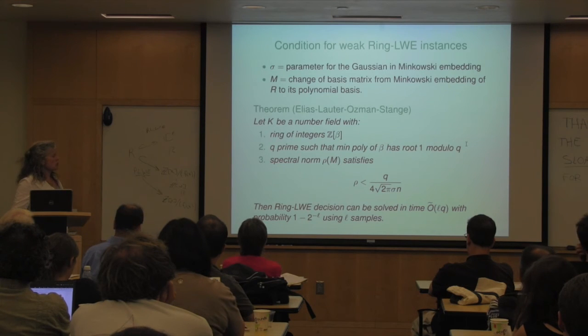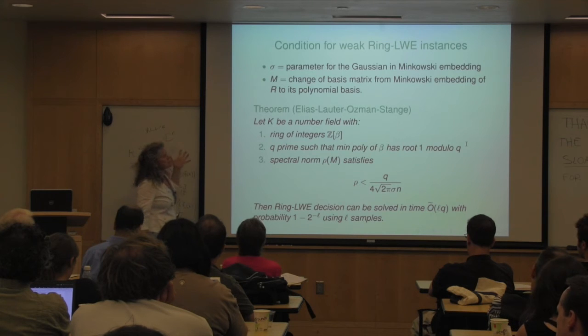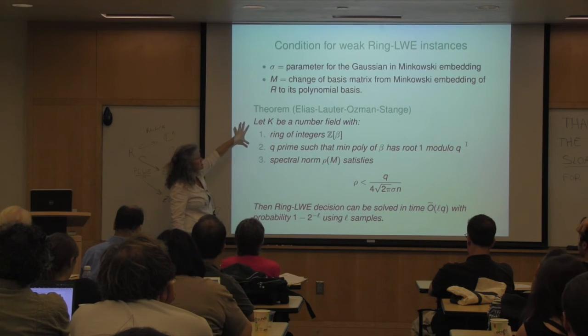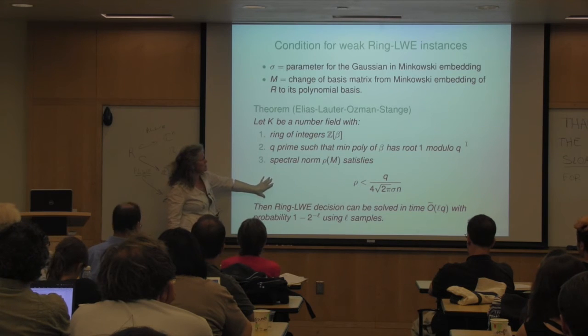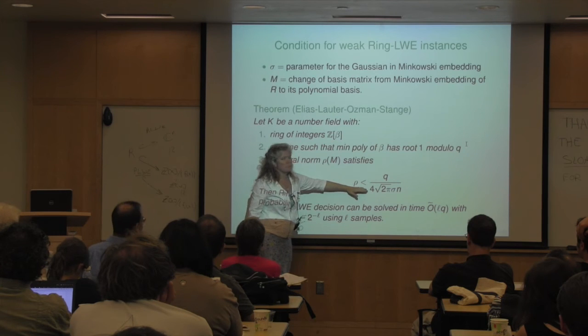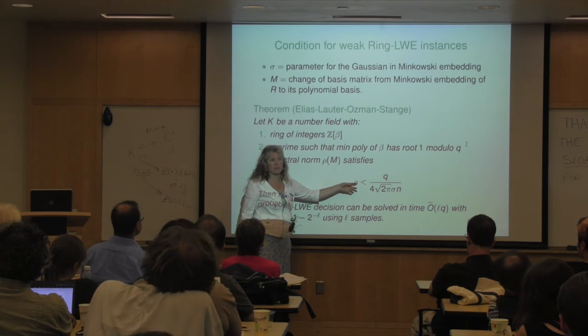So the construction of the number fields or number rings which are weak instances of RLWE. Basically, I've already said this, but here's the theorem: it's enough to have a number ring that satisfies these properties where the spectral norm satisfies this. Just again, this is sufficient but not necessary, right?